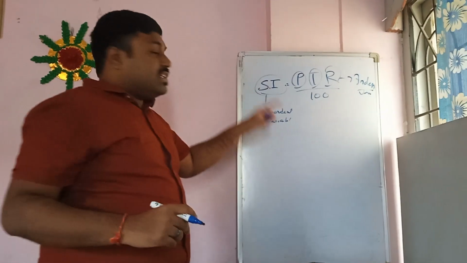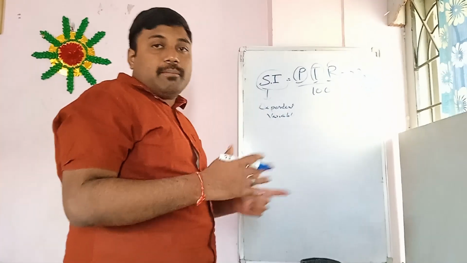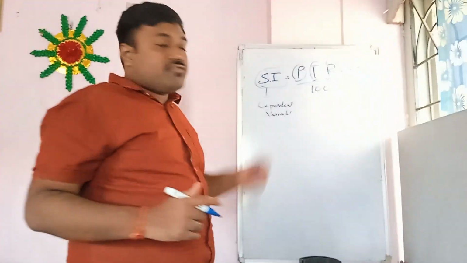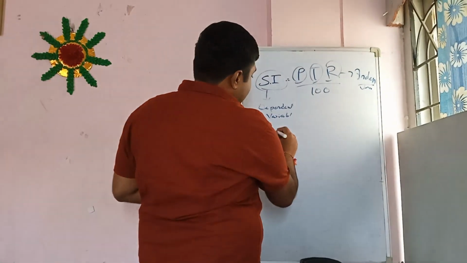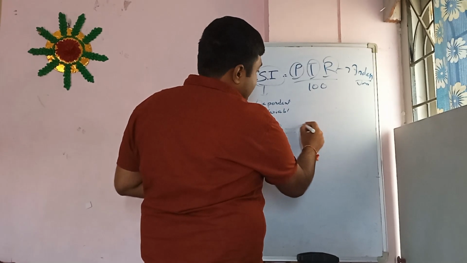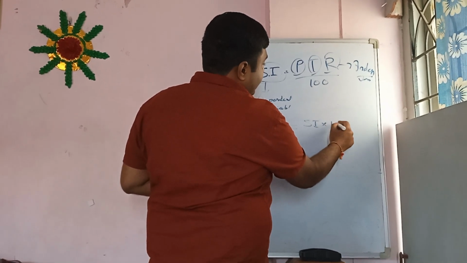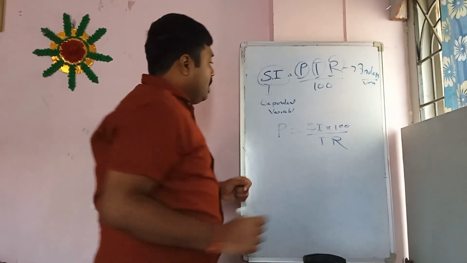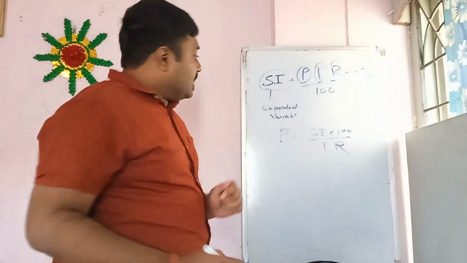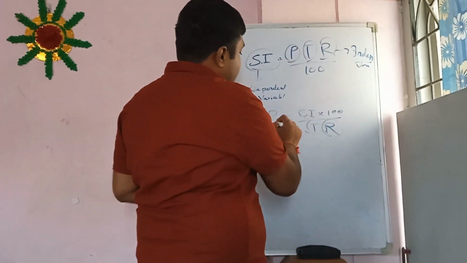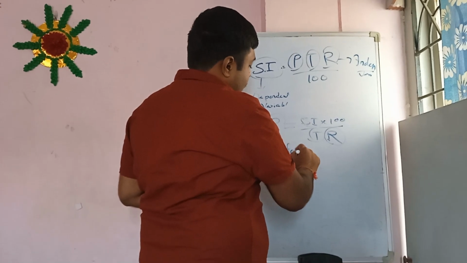So these values can vary. If you want to calculate principal from this formula, the principal formula is noted like this: principal is equal to simple interest into 100 by T into R. So here the variables are different. These are the independent variables, and this principal is the dependent variable.